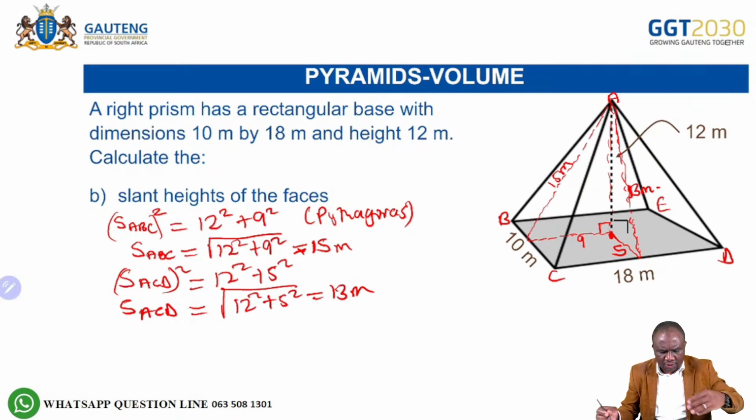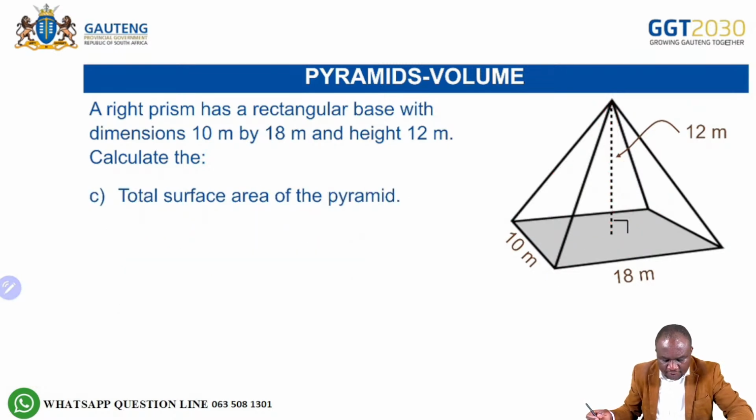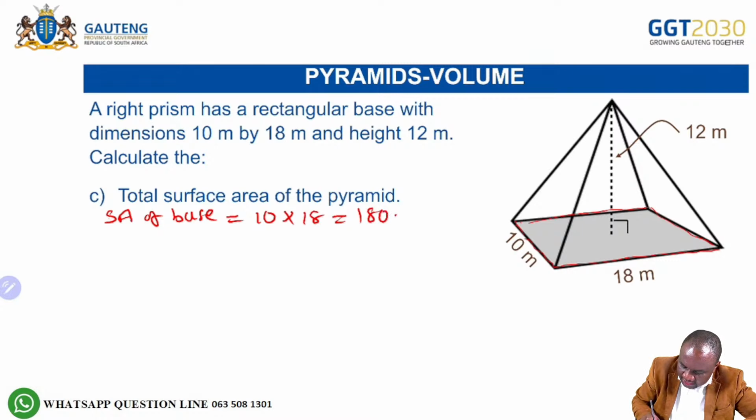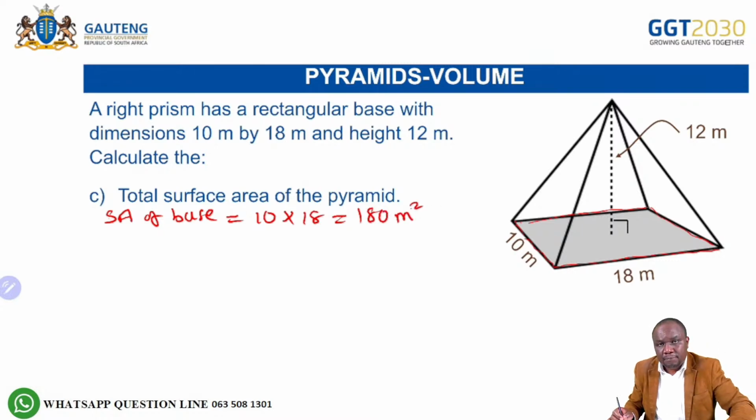And then let's move on to the next one, which is C. You can just listen here and write short notes if you can. And then C, we're supposed to find the total surface area of the pyramid. So we can easily find the surface area of the base, which is 10 times 18, right? Surface area of base is equal to 10 times 18, which is 180 square meters.